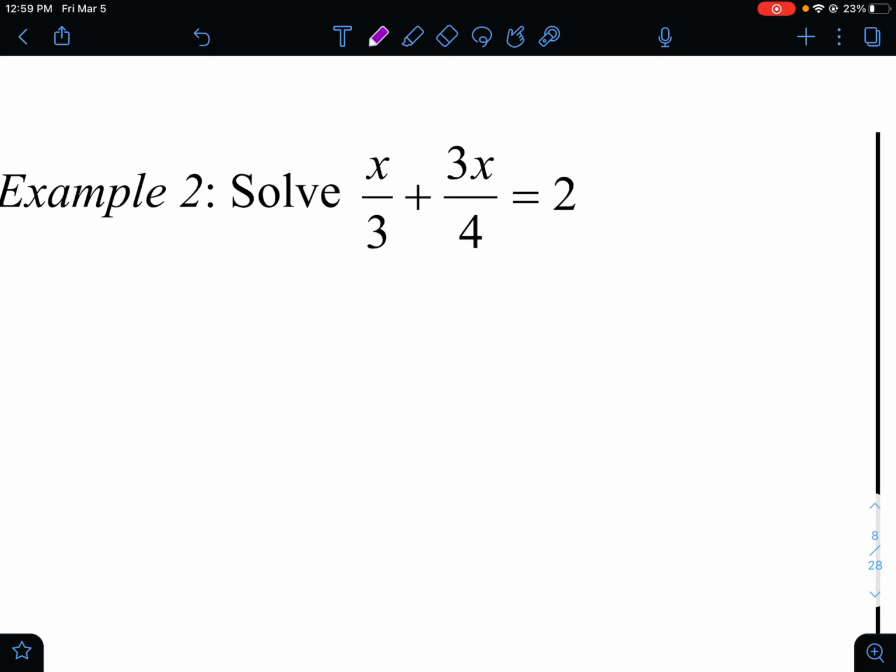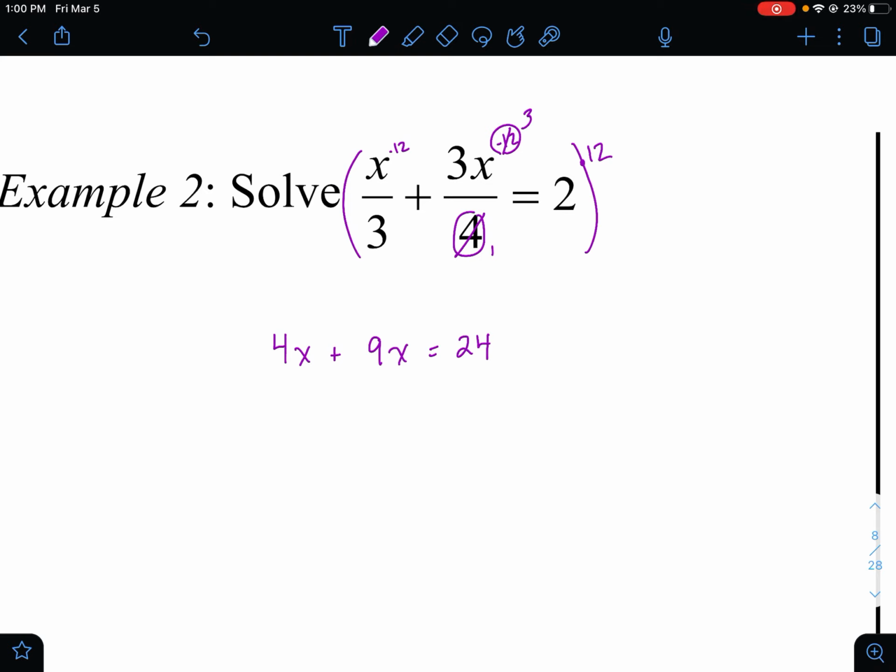So if I look at 3 and 4 and say, okay, what is the LCD, or the least common denominator? We look at it and say, well, that's 12. So that means I need to multiply every single thing here by 12, like everything. So if I multiply that by 12, and then the 2 by 12. So 12x divided by 3, well, that simplifies to 4x, plus this 12 and that 4 reduce. So 3 times 3x gives me 9x, and then 2 times 12 is 24. And our fractions are all gone.